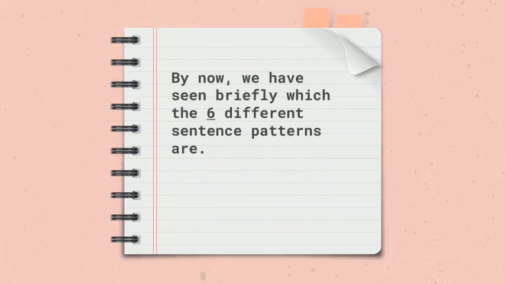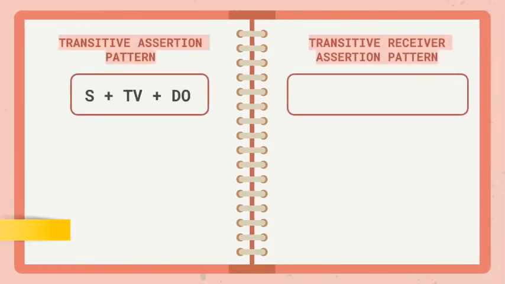By now, we have seen briefly which the 6 different sentence patterns are. Bear in mind that some authors say that there are more or fewer patterns than 6, but we consider these ones. So now, to make a comparison between 2 of them and to explain them in better detail, we've chosen the transitive assertion pattern and the transitive receiver assertion pattern.